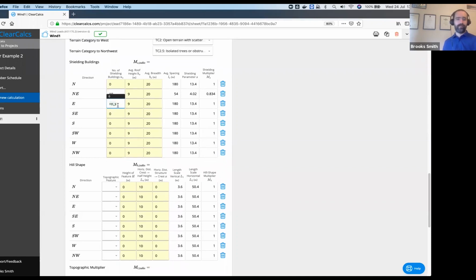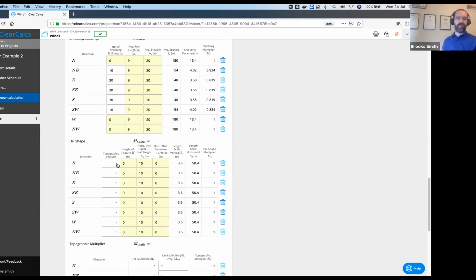Eastward direction, we have a lot of buildings. So I'm going to put that at 30, same for southeast, same for south. And for southwest, we start tapering off a bit. So I'm going to say those are 10 buildings. West and northwest, there really weren't any buildings there.